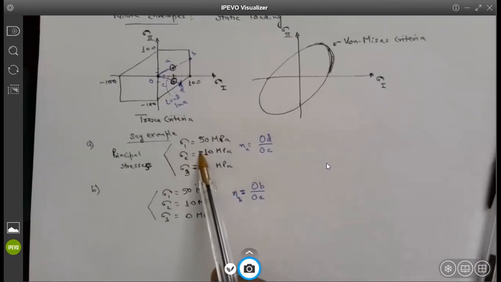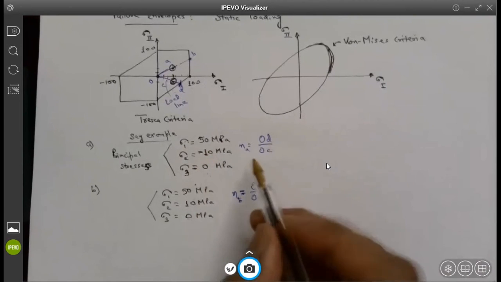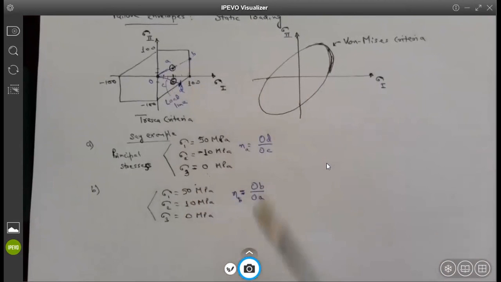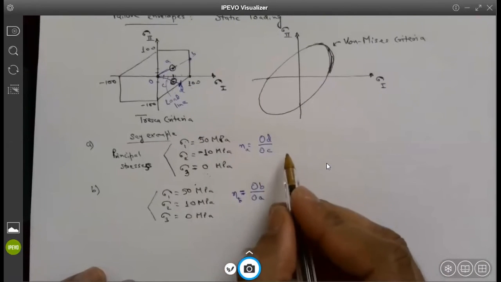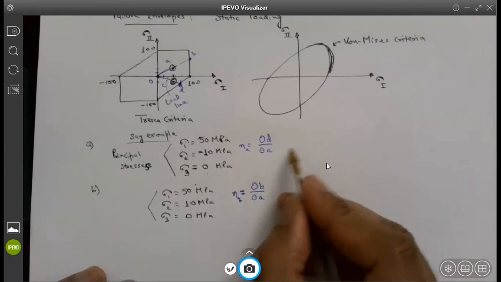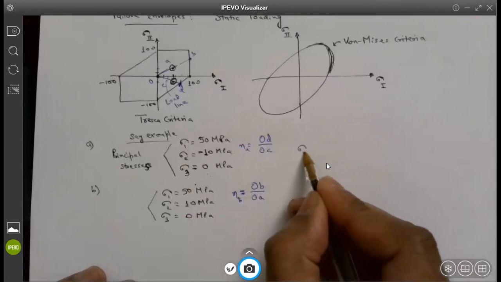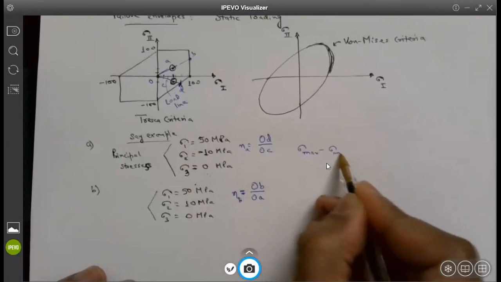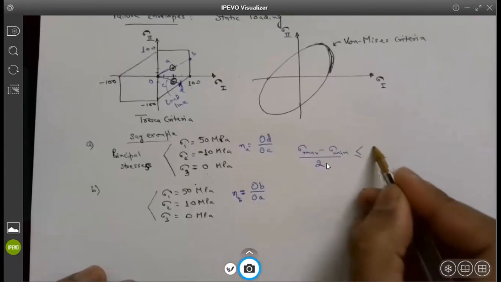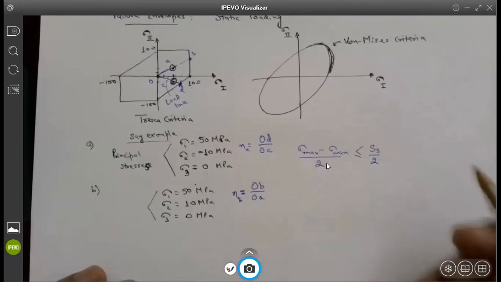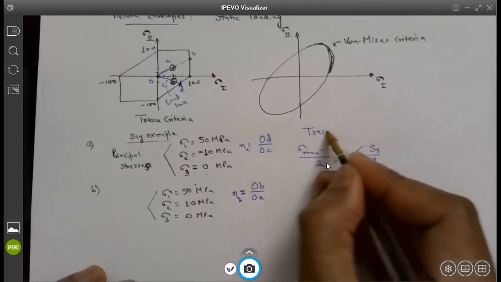consider, because if you just look at the values and you do not consider sigma 3, the out of plane stress, then the factor of safety calculations will not be correct. So for example, it will make sense if I actually write the equation that for the Tresca criteria, the factor of safety is given by sigma max minus sigma min divided by 2, and that has to be less than or equal to yield strength divided by 2. So that is for Tresca criteria.